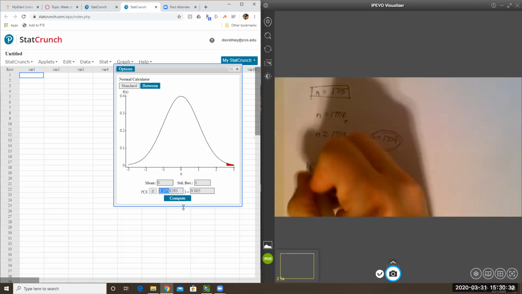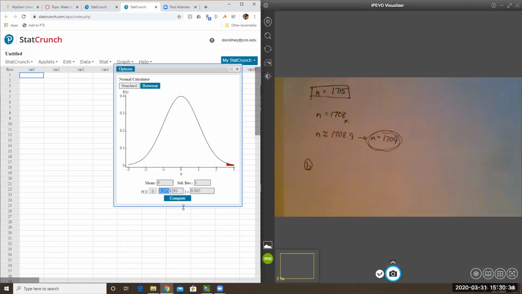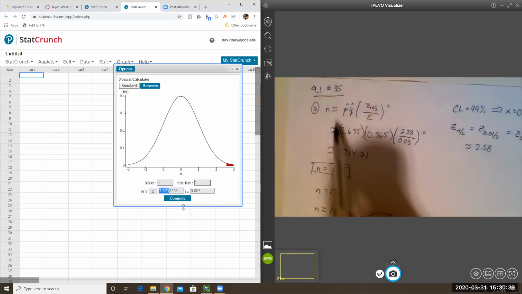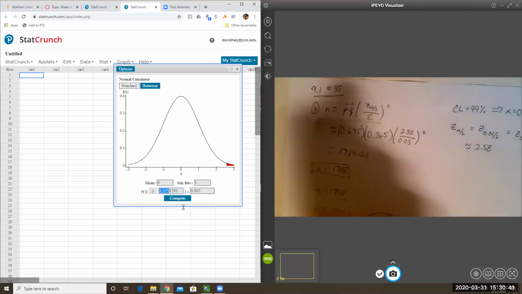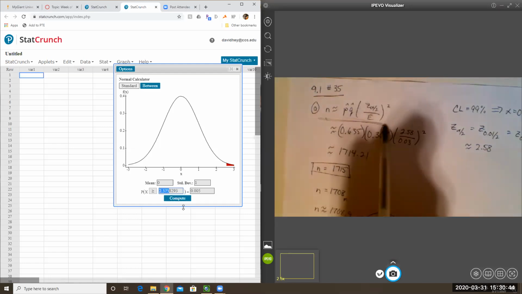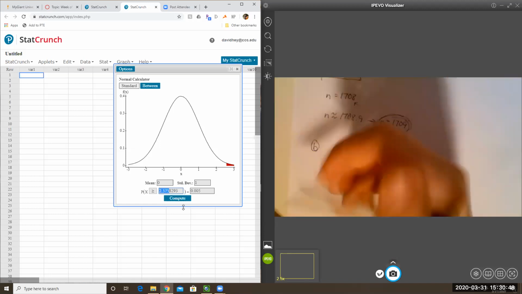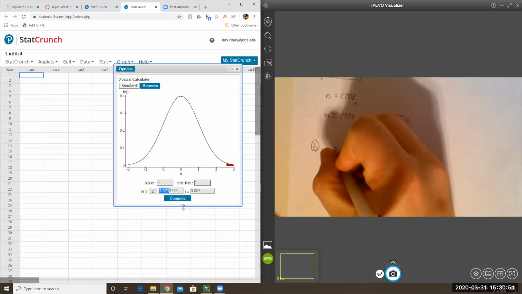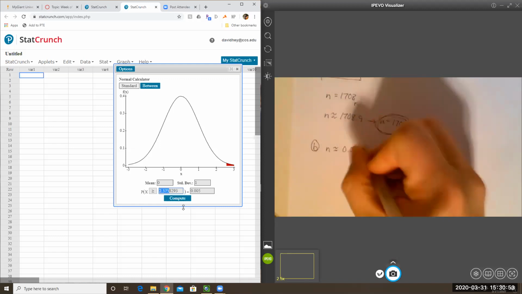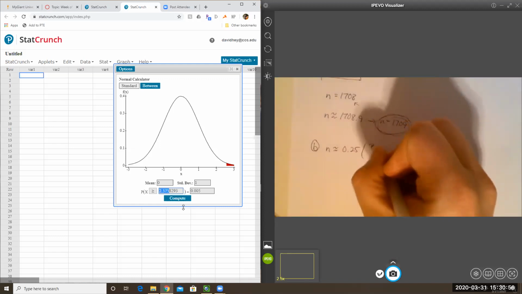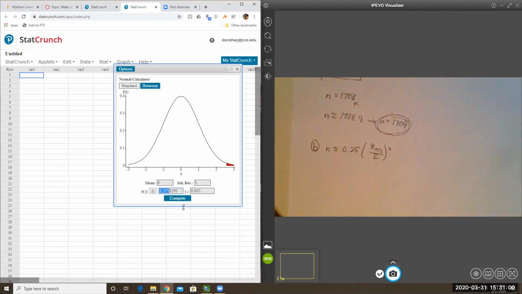Looking at part B real quick. In part B, she's not going to use any prior estimates, and so the formula is going to be different, right? So instead of using this formula, this is the formula that you use when you have a prior estimate for the proportion. If you don't have a prior estimate for the proportion, then you just say n is approximately 0.25 times z sub alpha over 2 over e squared. Same values for z sub alpha over 2 and e.